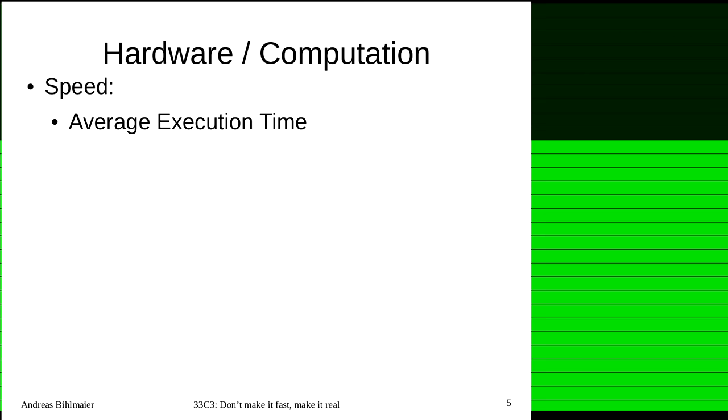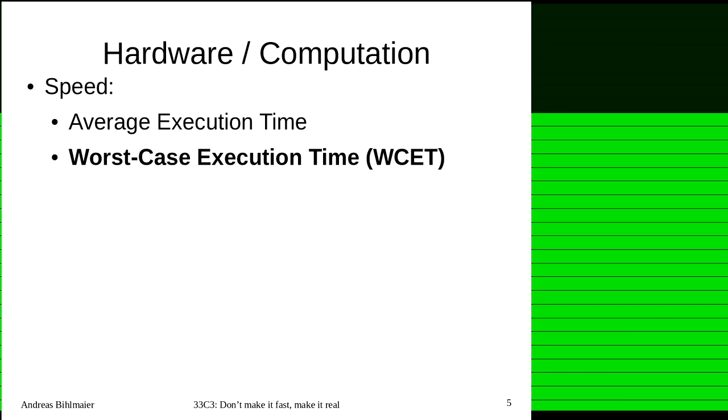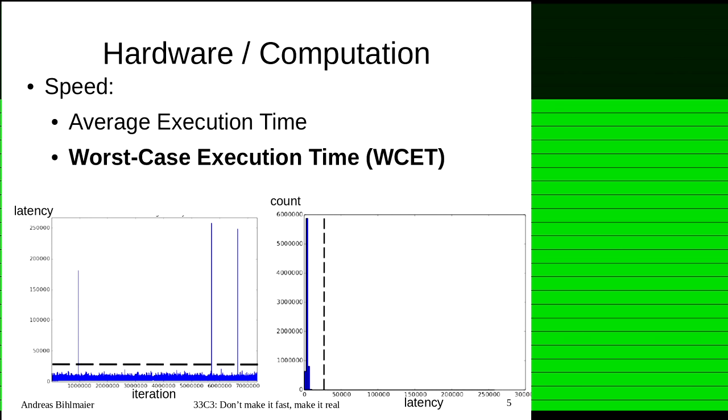So speed. What I usually see when people say, oh, this is so fast, it will be real-time capable, is that they run their function in a loop a billion times and measure the average speed. But what we really have to look into is the worst case execution time, especially if you have some fancy non-deterministic algorithms, this becomes important.